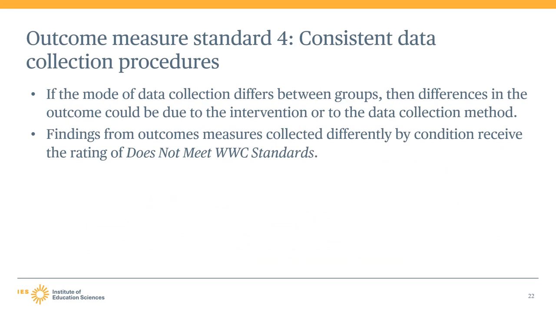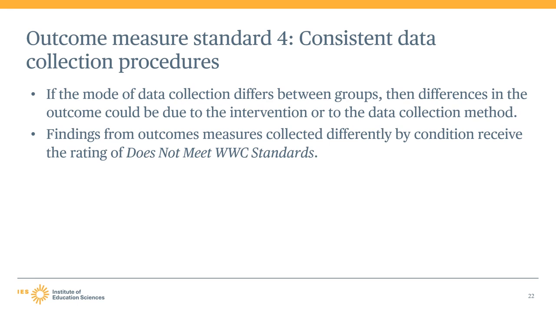We have now discussed 3 of the 4 review requirements for outcome measures: validity, reliability, and overalignment. The 4th standard is that the study must collect the outcome measure in the same manner for intervention and comparison groups to ensure that post-intervention differences between groups is a result of the intervention and not a result of data collection differences. If the mode of data collection differs between groups, then the difference in the observed outcome between the intervention and comparison groups may be attributable to something related to the outcome measure itself, not just to the intervention.